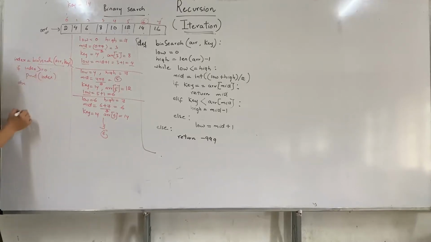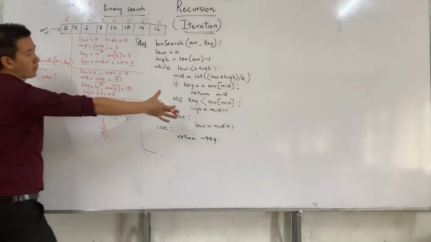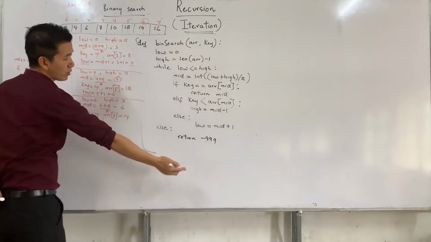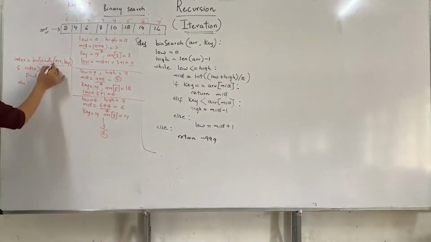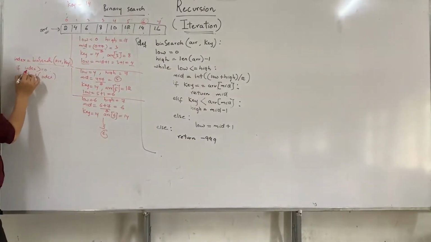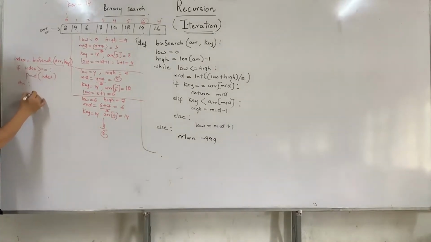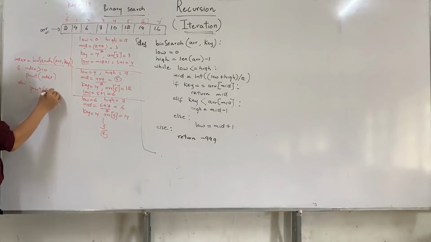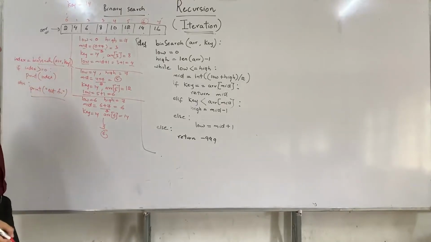However, if the condition is false, say if the element is not found, negative 999 will be returned to index. Which means this condition will be false, and then perhaps you could have a print statement followed by a message called not found. So this is how you write the program for binary search using the iteration method.